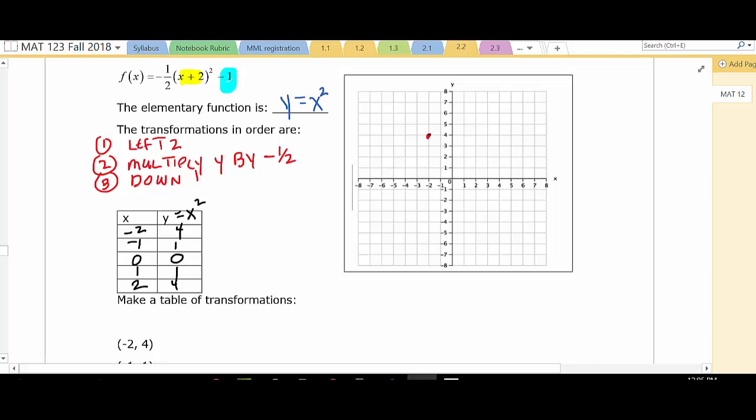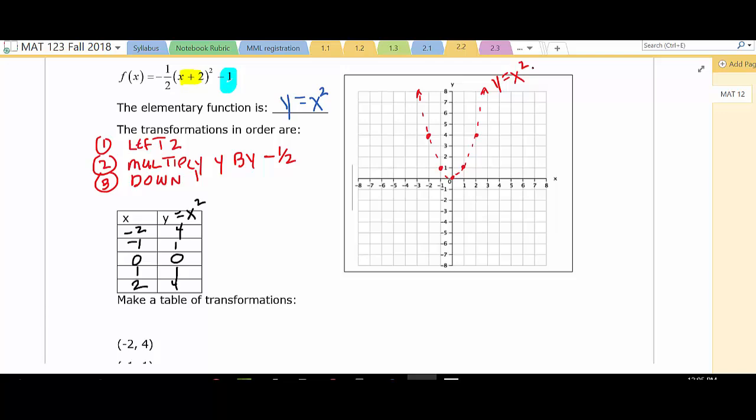So what I'll have you do then is just graph these 5 points on the graph I gave you. So you got -2, 4, -1, 1, 0, 0, 1, 1, and then 2, 4, and then just do a dashed line. That's not the final graph, but that's what we're transforming. That's y equals x squared. Everybody with me okay so far? Yeah?